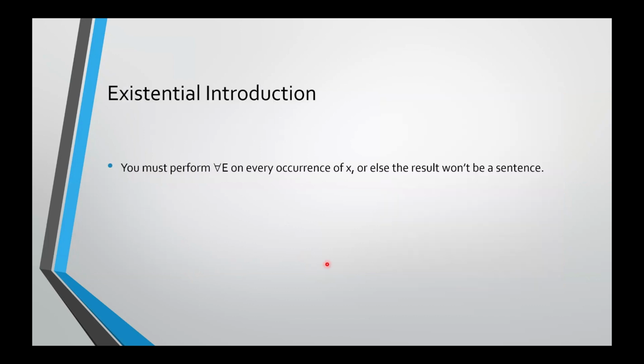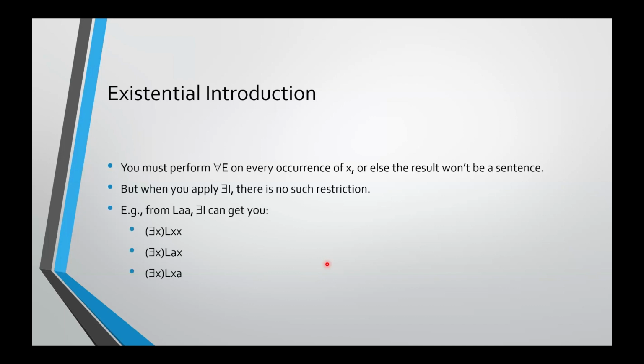Now, if you remember from when we talked about universal elimination, when you performed universal elimination, you had to take every occurrence of the variable in the sentence and replace it with a constant, the same constant, in fact. And if you didn't do this, then the result wouldn't be a sentence because you would have variables left over that were not governed by any quantifier that told you how to interpret them. Yeah, this doesn't apply to existential introduction.